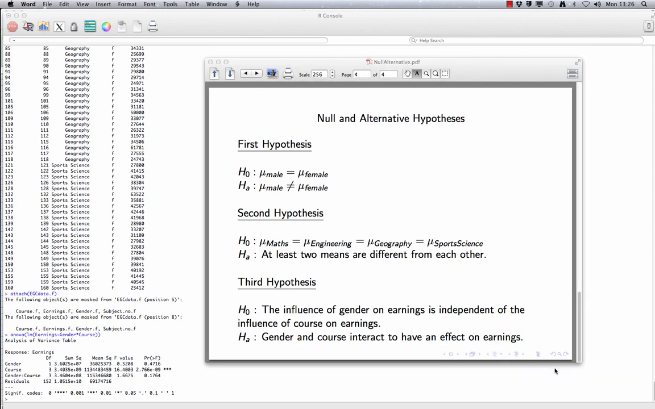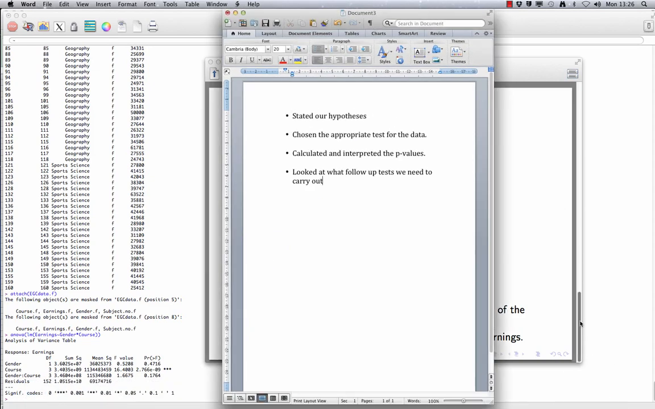The following document sums up what we have achieved in this video. We stated our hypotheses, we chose the appropriate test for our data, we calculated and interpreted the p-values, and we have looked at what follow-up tests we need to carry out.